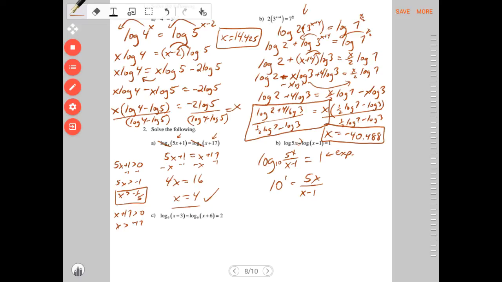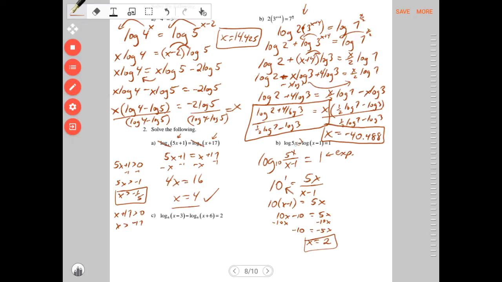Nice. Okay, so then the log is gone. We don't have to deal with it. And we just multiply that up. So we get 10 times x minus 1 equals 5x. So that is 10x minus 10 equals 5x. Okay, tell you what, we'll go minus 10x, minus 10x. So negative 10 equals negative 5x. So x equals positive 2. Okay, so that's our answer.